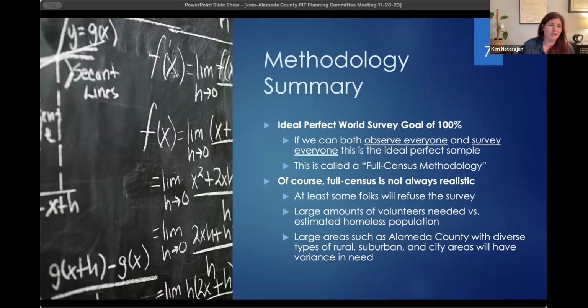But full census methodology has a lot of limitations and is not normally realistic. Even in the best case scenario, people will have a right to refuse to talk to you and may not take the survey. This kind of methodology also requires a large amount of volunteers compared to the number of people you anticipate in your homeless population. And large areas like Alameda with diverse types of regions, rural, suburban, and city, there's a high variance in the types of need for what kind of volunteers you're going to send out and how that gets done. It's a little bit less practical in a large community like ours.